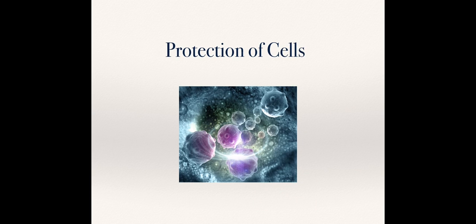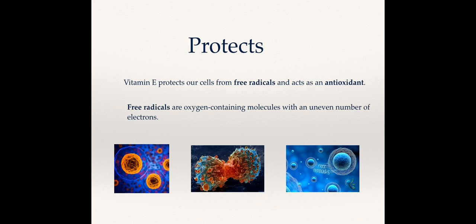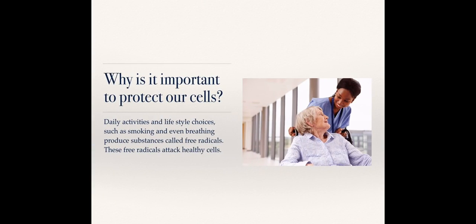Protection of cells. Let's go ahead and find out how they protect our cells. Vitamin E protects our cells from free radicals. Free radicals are harmful to our body. They're even cancer causing. Remember, vitamin E is an antioxidant and they help fight against these. It's important because every day we're fighting against pollution, breathing in toxins, and heat. It's easy for us to get these free radicals, and we do not want them for a healthy lifestyle.